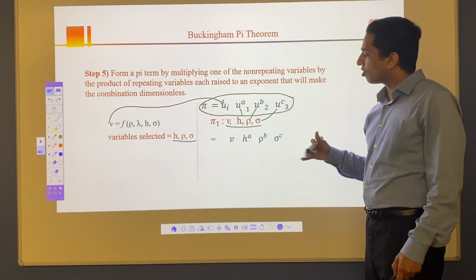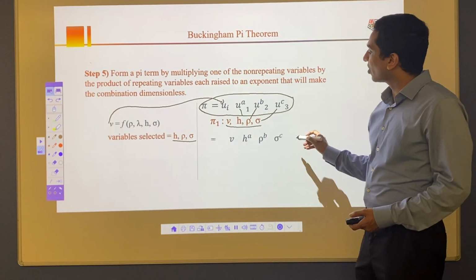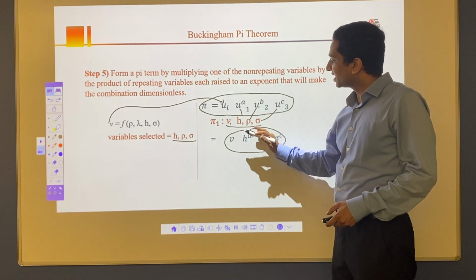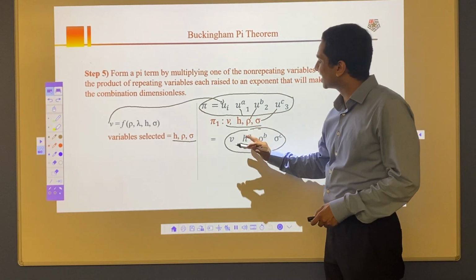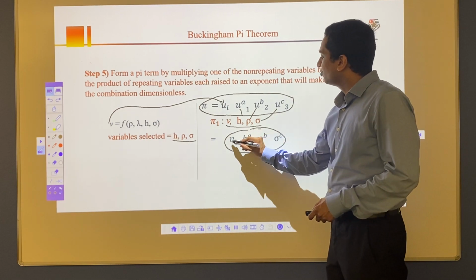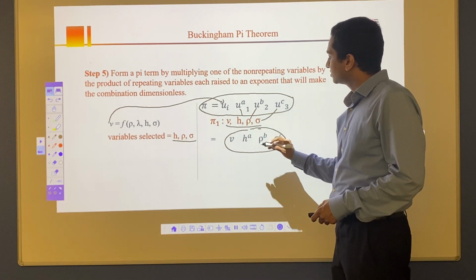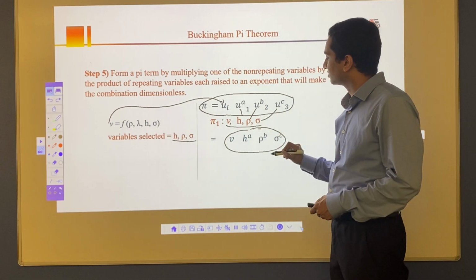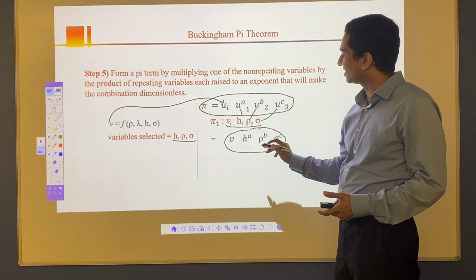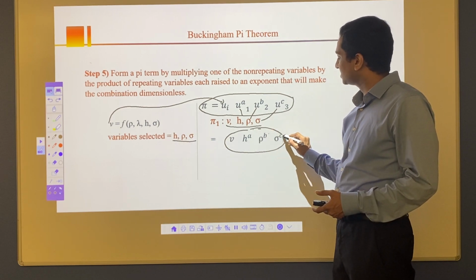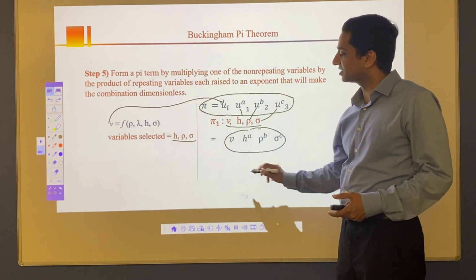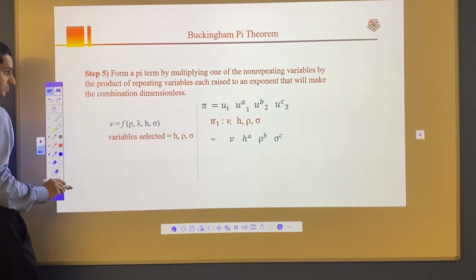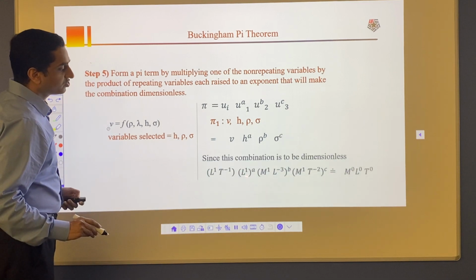Once I write it down, all I have to do now is find the combination of these 4 variables in such a way that it will become dimensionless. It means that the combination will be something like VH by density sigma. Something at the numerator, something at the denominator, dimensions cancel each other out, and then I'll get my first pi term. So all I have to do right now is to get a, b, c in such a way that this entire thing is dimensionless. So how am I going to do that? I'm going to use this part.